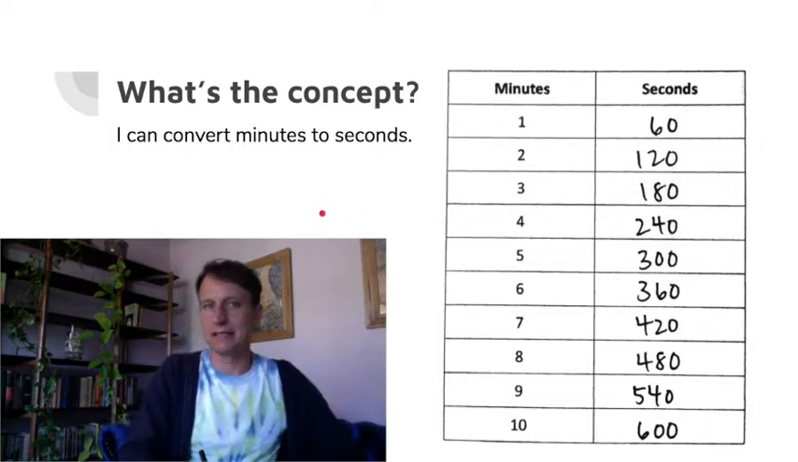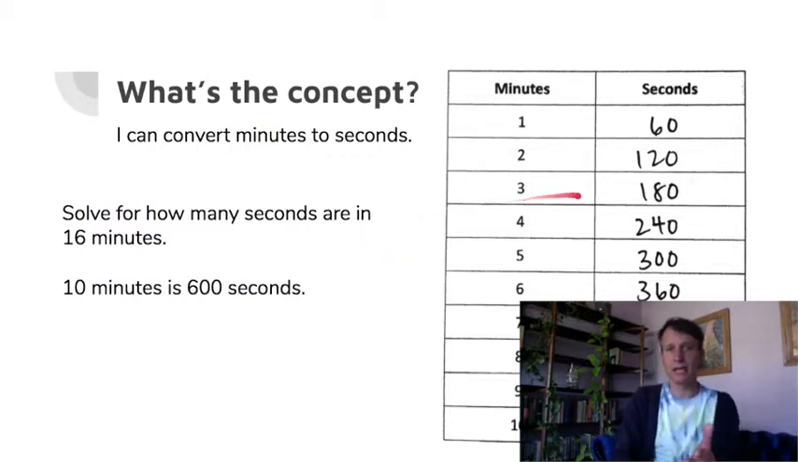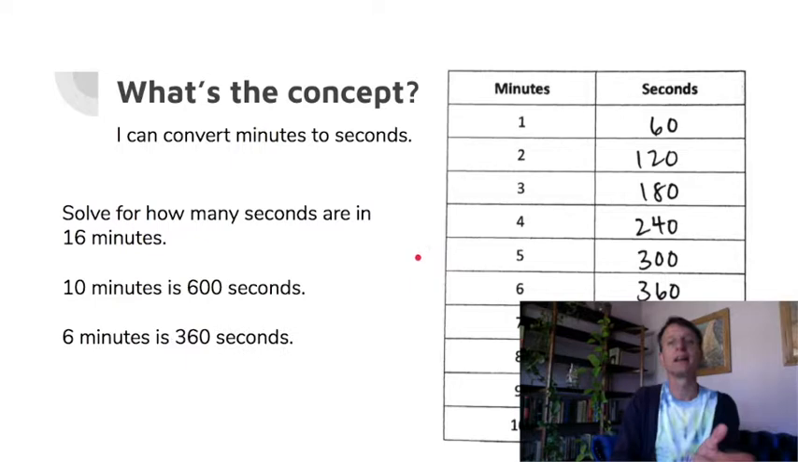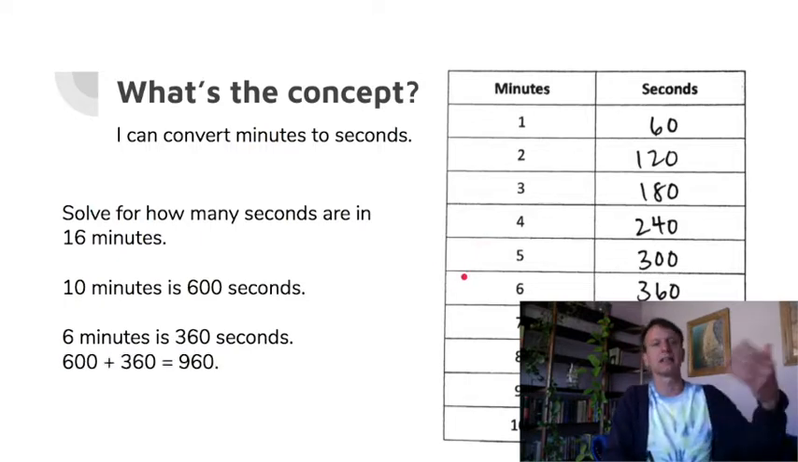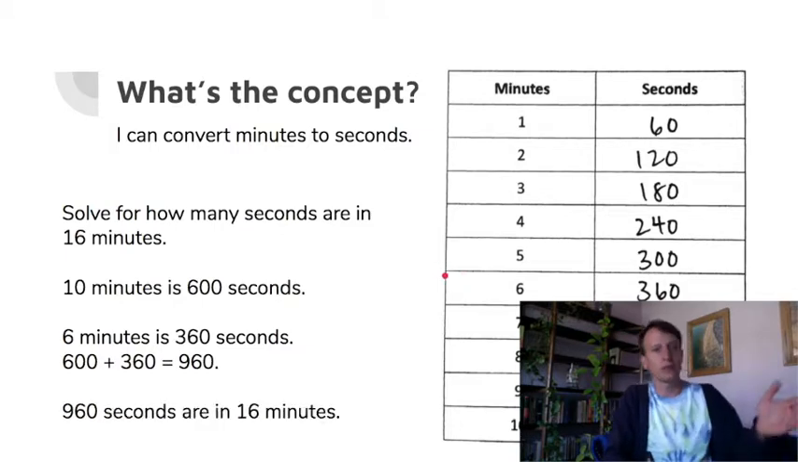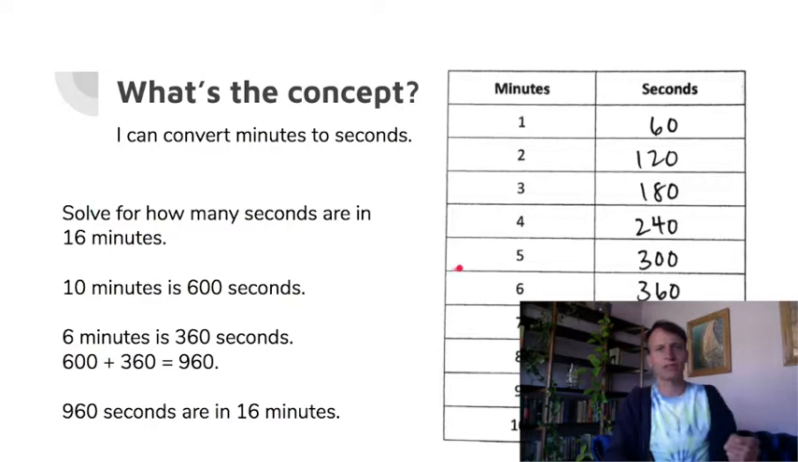Okay, so now let's put that knowledge to use. How many seconds would be in 16 minutes? Well, you could do 60 times 16, right? But given that we have this right here, this table, well, if 10 minutes is 600 seconds, and 6 minutes is 360 seconds, we can just put those together to get the number of seconds in 16 minutes. So 600 plus 360 is 960, so there are 960 seconds in 16 minutes. Looks like a tongue twister right there.